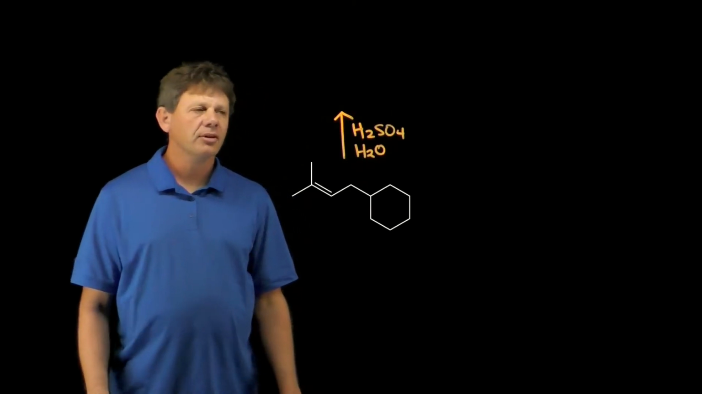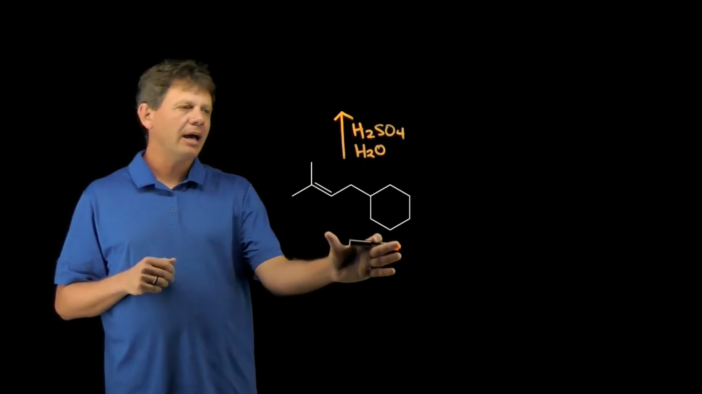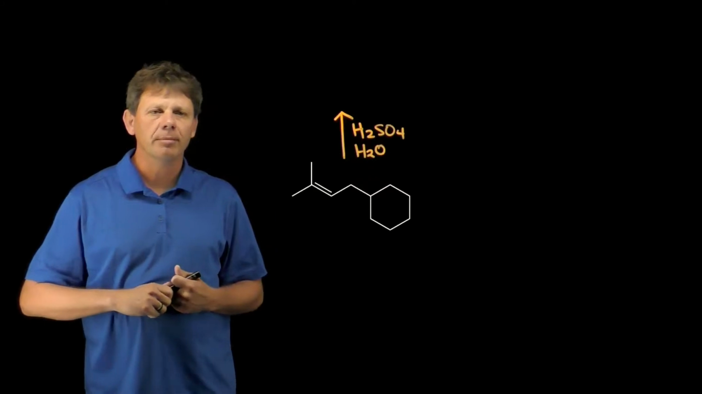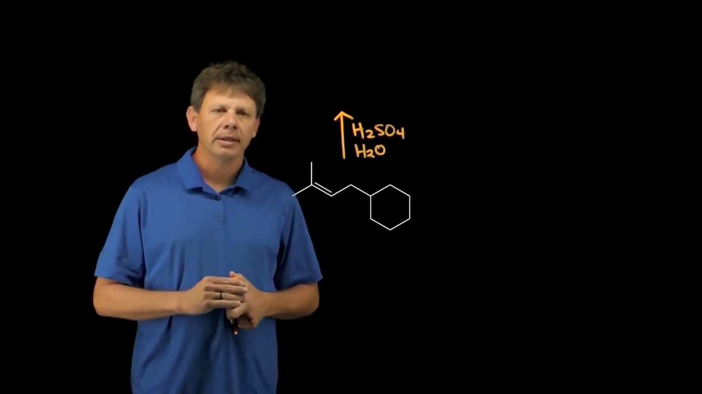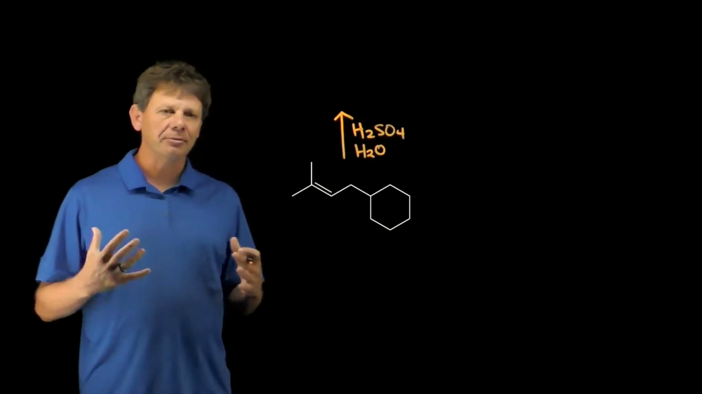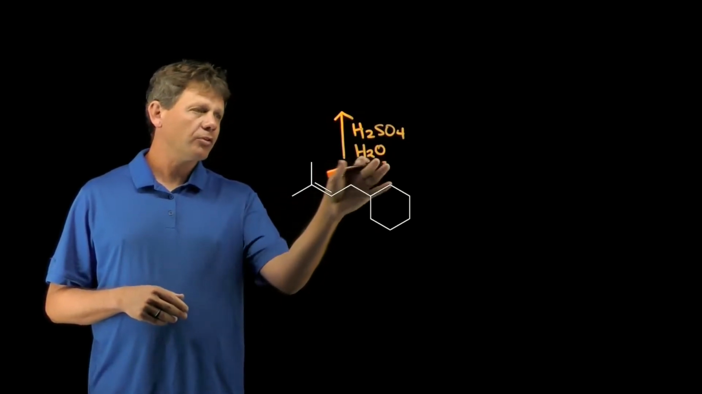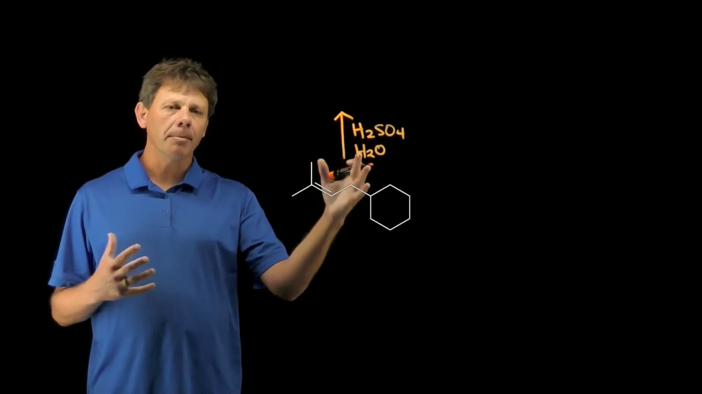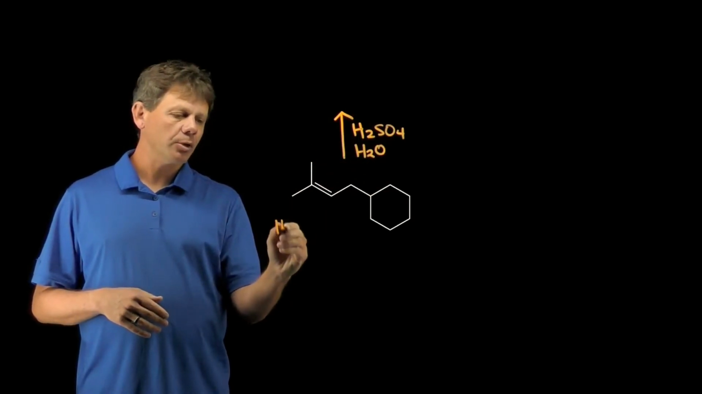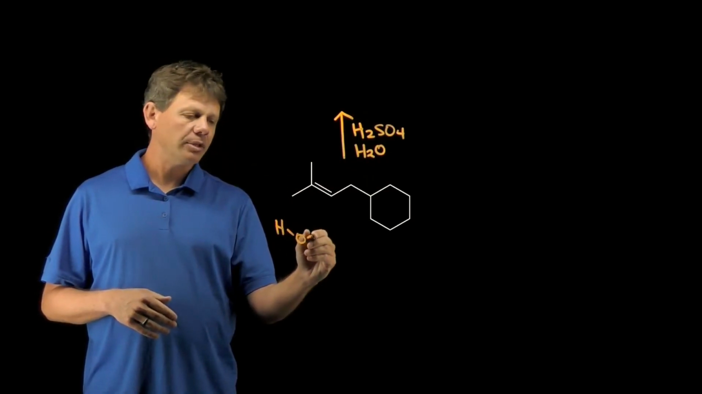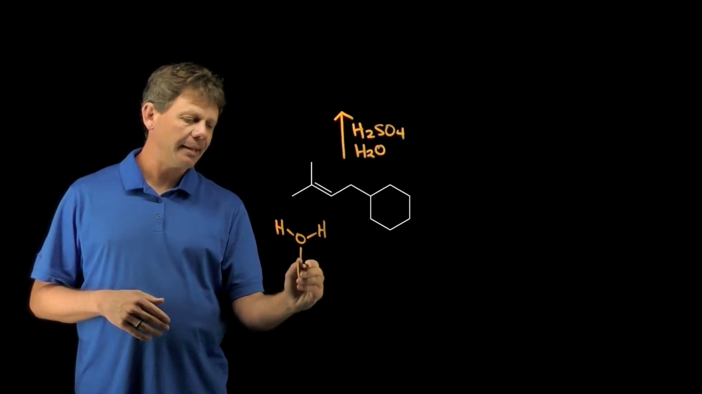This assessment asks us to give the product of the alkene shown reacting with a mixture of sulfuric acid and water. Let's consider a mechanism as part of this process of showing the product. First of all, when sulfuric acid and water combine, we're going to end up with H3O+ in solution. And so the acid in solution will be that.